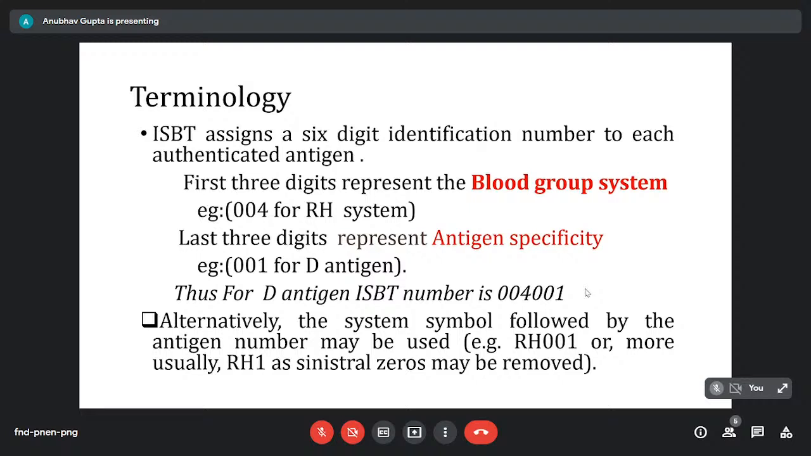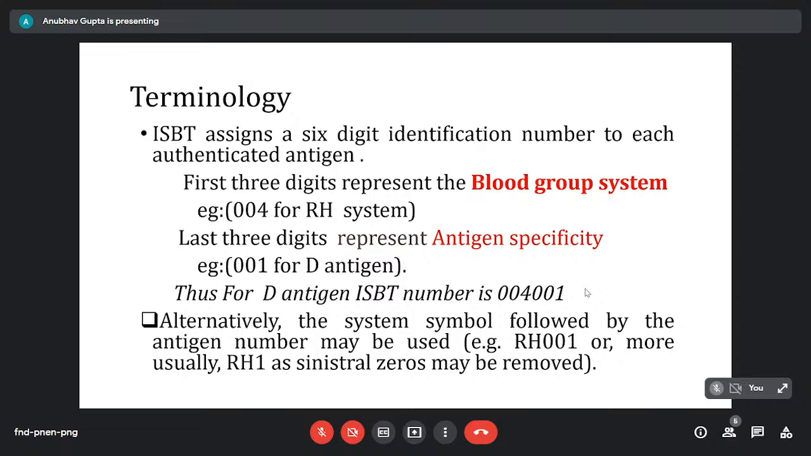So for the D antigen, as per the ISBT number, we will write 004001. Or alternatively, the system symbol followed by the antigen number may be used, like RH001. Or more usually RH1, we may just remove the 0. But the standard practice is 004001. So in routine practice, we may say it is RH001 or RH1, which will denote the D antigen.